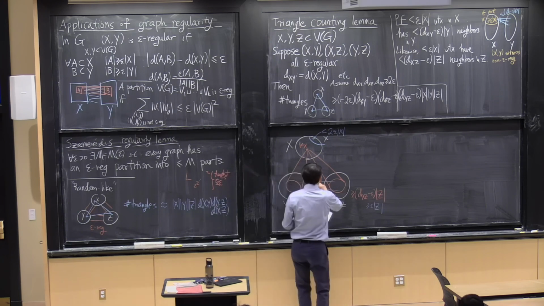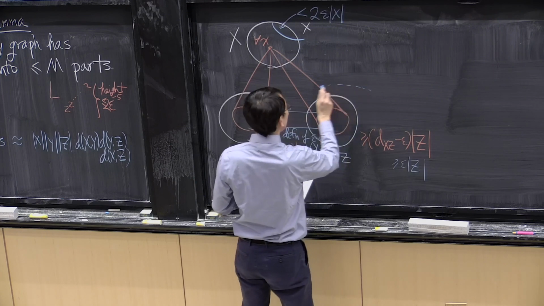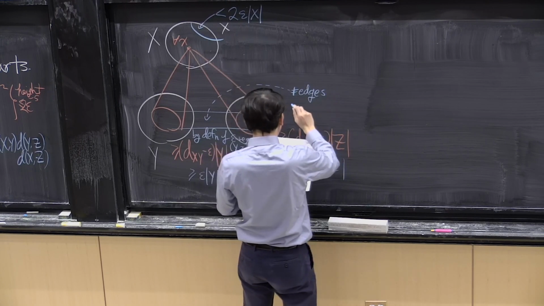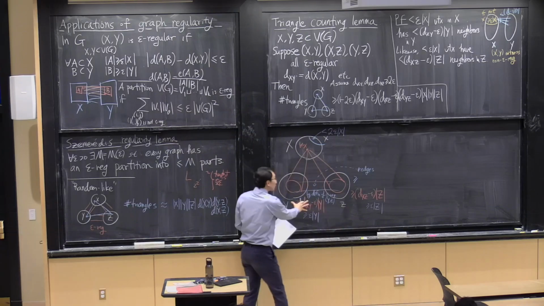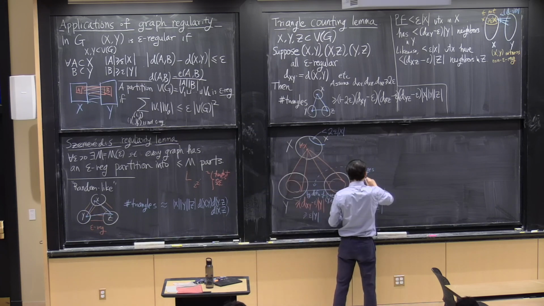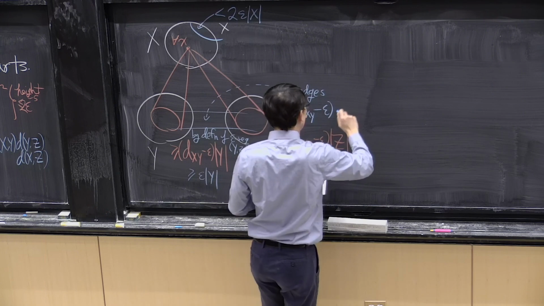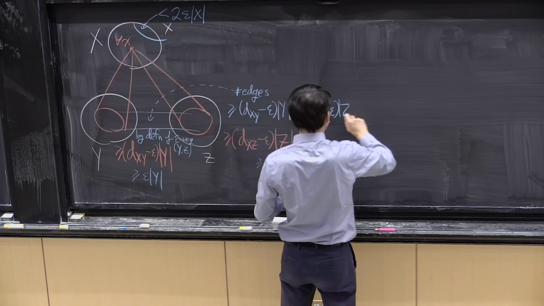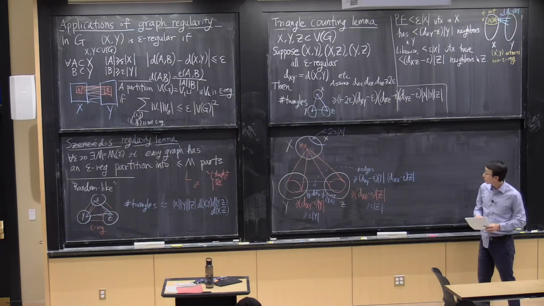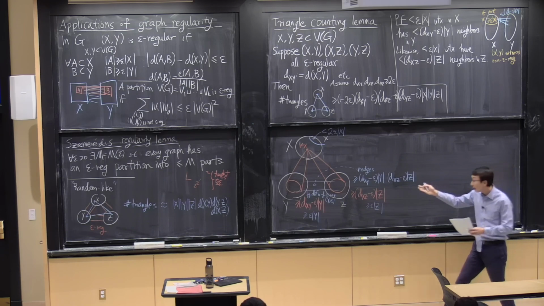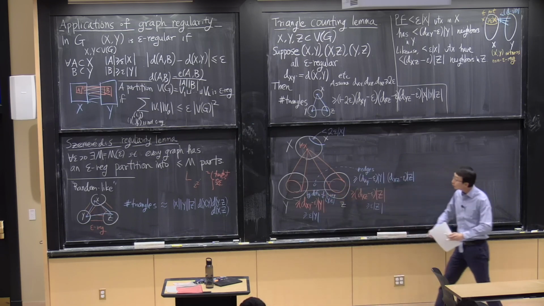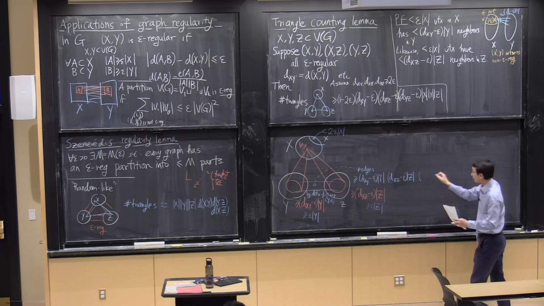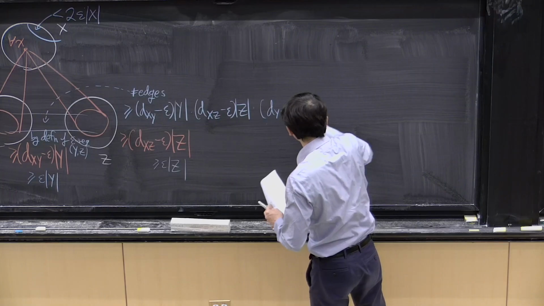Right? So over here, the number of edges is at least the product of the sizes multiplied by the edge density between them, and by the definition of epsilon regularity, the edge density between these two red sets is at least d of yz minus epsilon.